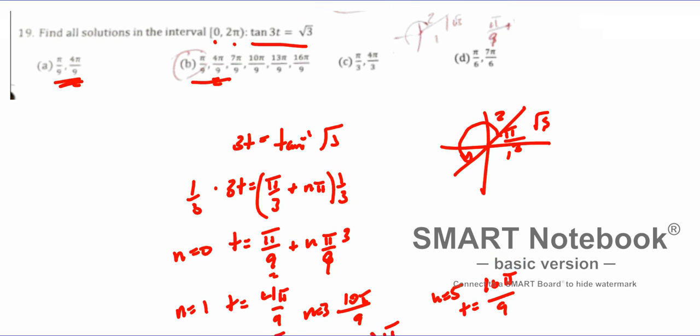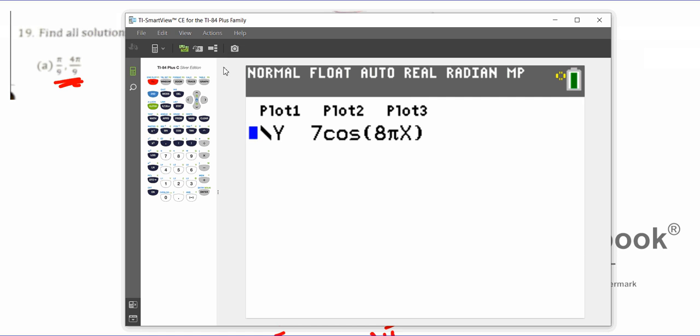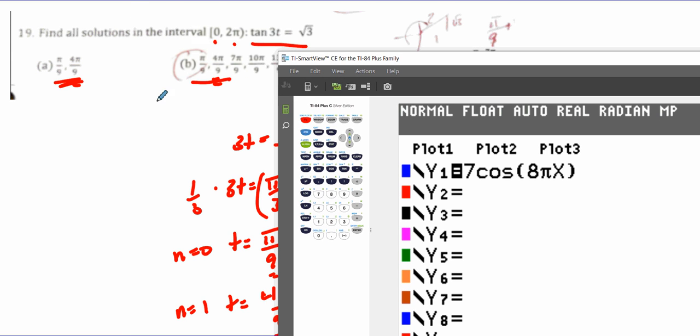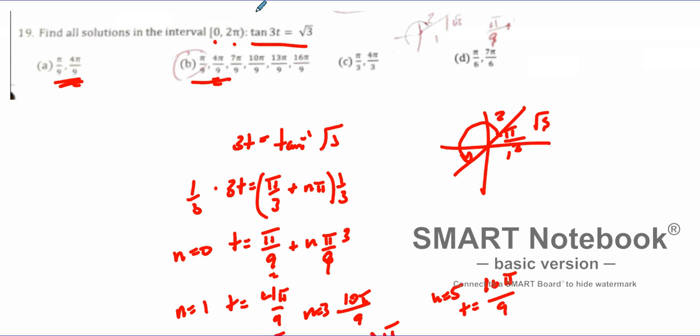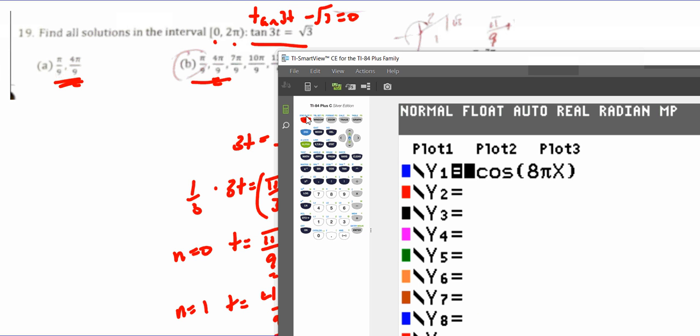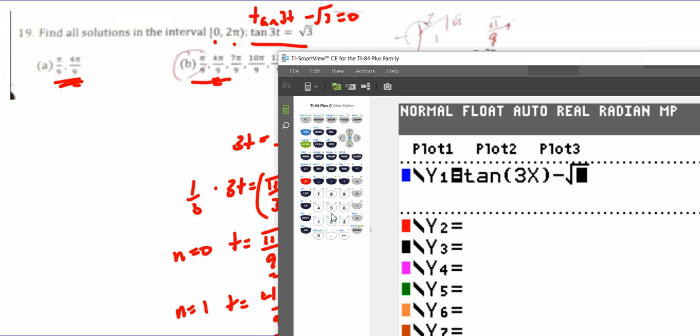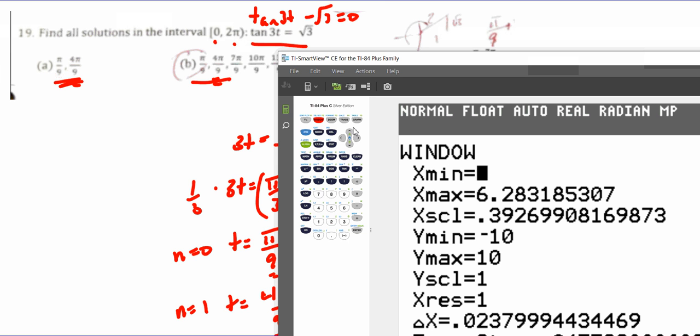We can also go to our calculator again, and go to your y equals, and if we solve this equal to 0, so a tangent of 3t minus the square root of 3 equals 0. We can go to our calculator and punch in tangent of 3x, t is like our x, minus the square root of 3. And once again, my window, I have this right here. We can change it, but this should be okay.